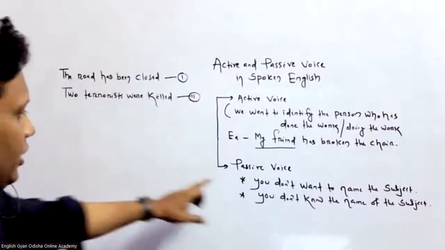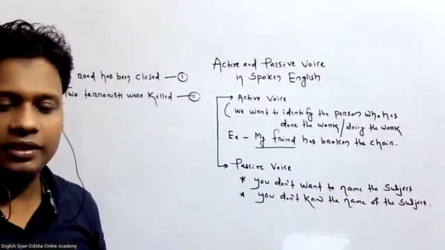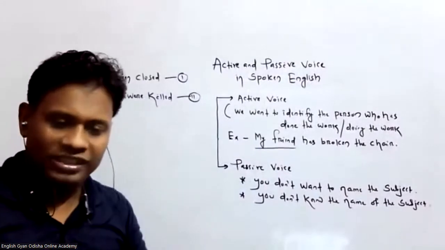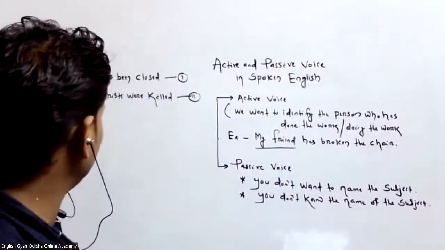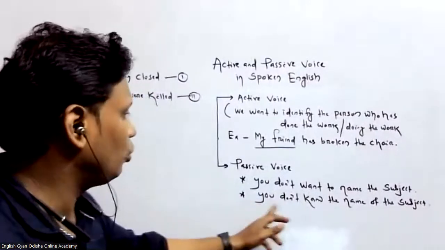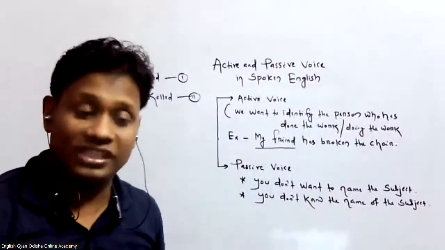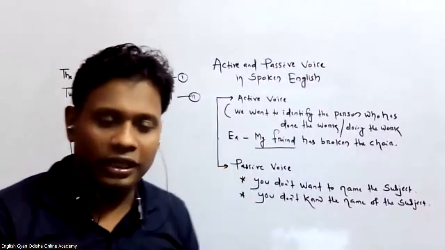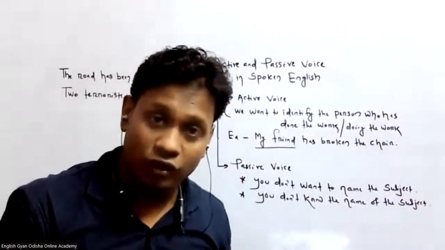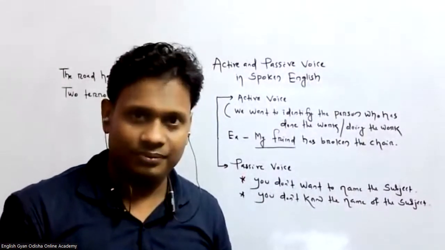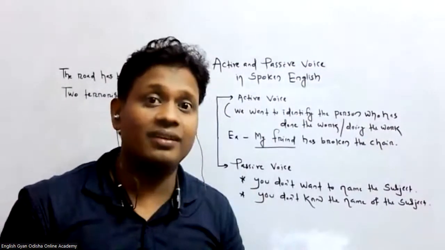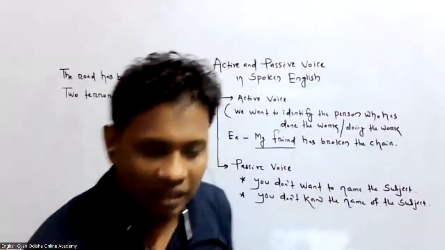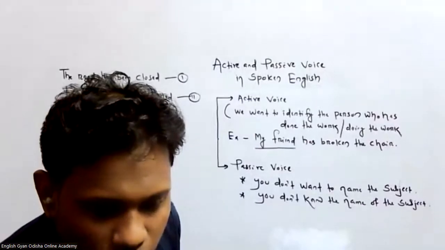Look at the first one. Here you don't want to name the subject. It is due to different reasons. You don't want to reveal the name of the person. The road has been closed. You don't know the name of the man who has done it. So what you can understand from these two examples is that here you purposefully don't want to reveal the name of the person who has done it, or you don't know the person. So whenever this kind of situation comes in your life, then you can use passive.